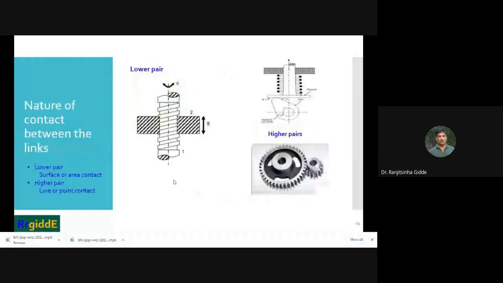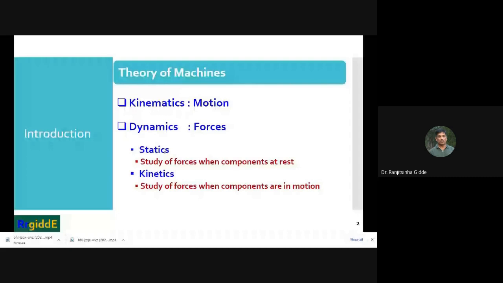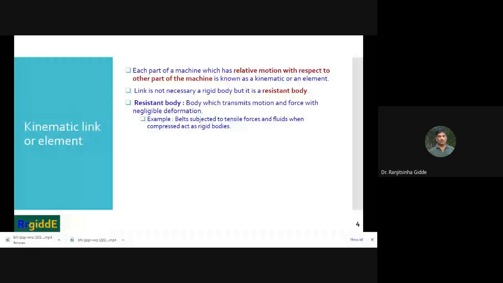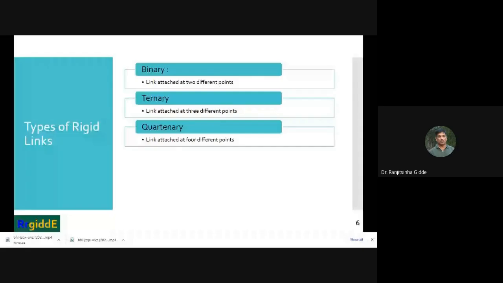During the last lecture, we started the first chapter, that is simple mechanism. In that we discussed what is kinematics, then dynamics, then the definition of kinematics, then kinematic link or element, then resistant body, then types of links: rigid link, flexible link, fluid link. Then we saw types of rigid link: binary link, ternary link, quaternary link.